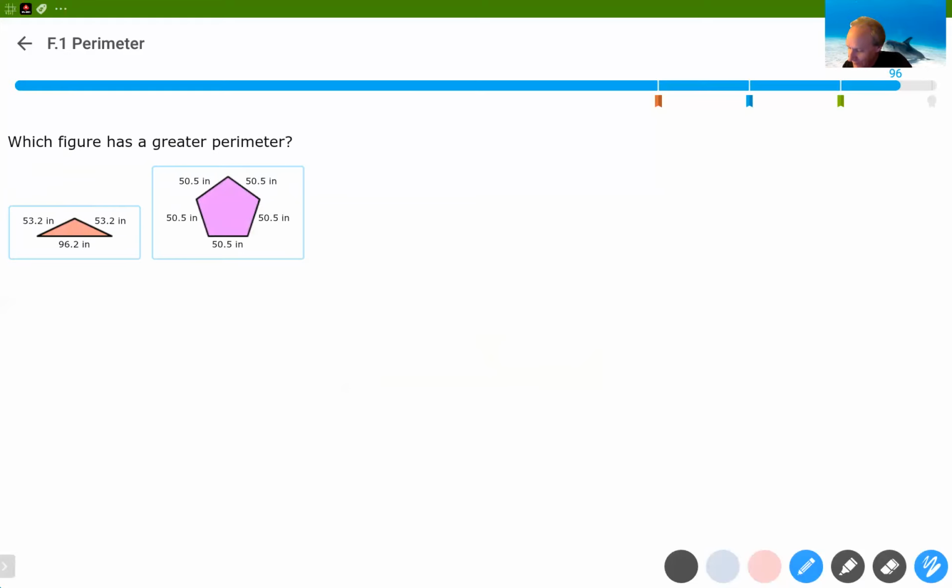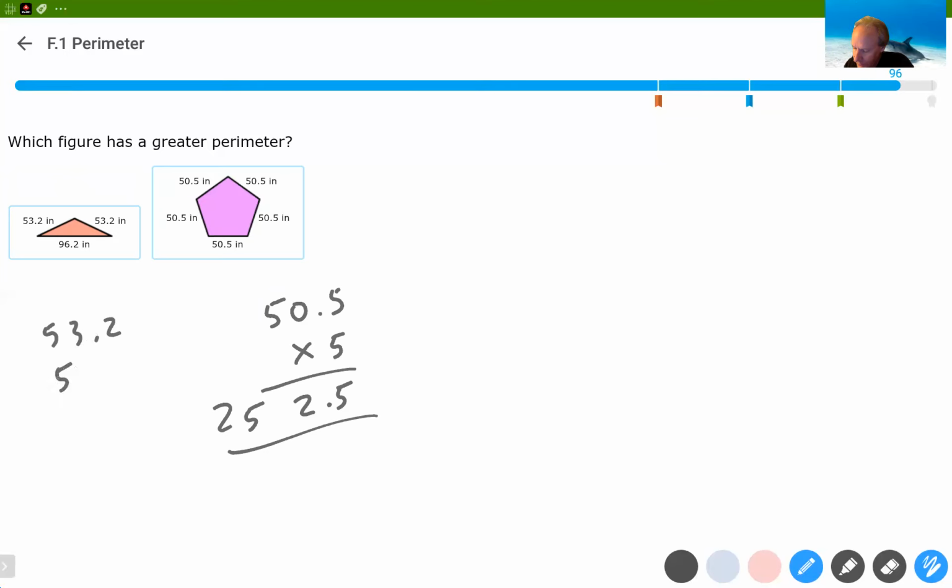These are in inches. We've got a pentagon at 50.5 inches, excuse me, times 5. It's 5, 2, 5, 2. Decimals there, 252.5. And this one is 53.2, 53.2, 96.2, 6. That looks like a 6 and 6 is 2. 1, 202. Really? Oh, it's way off. Well, this one's much bigger.